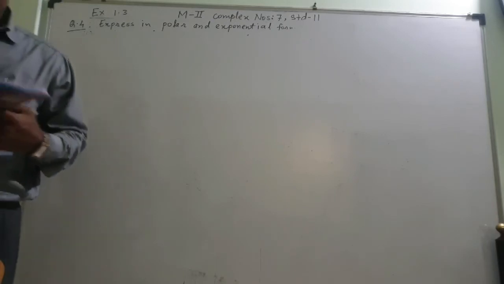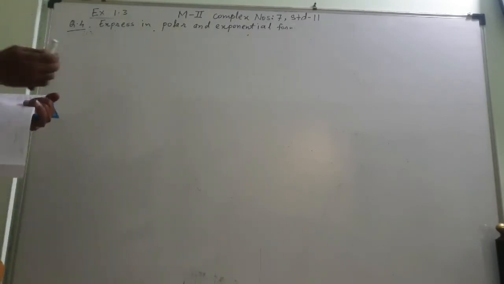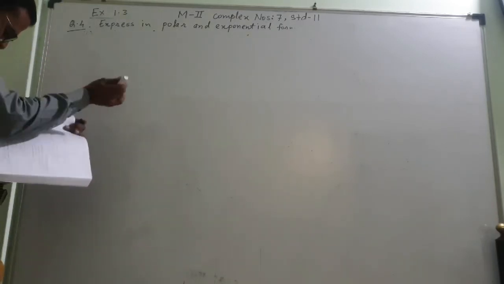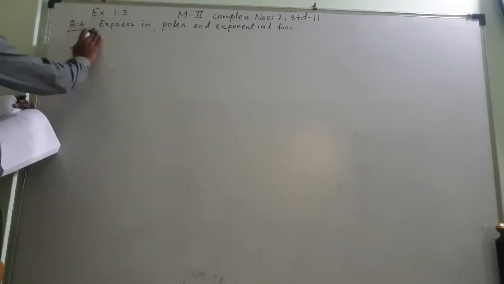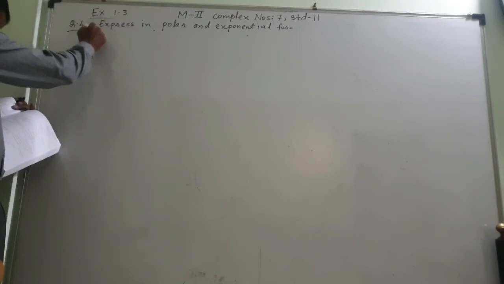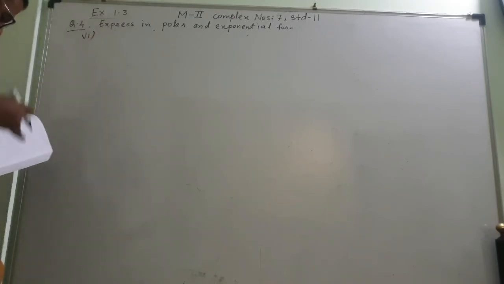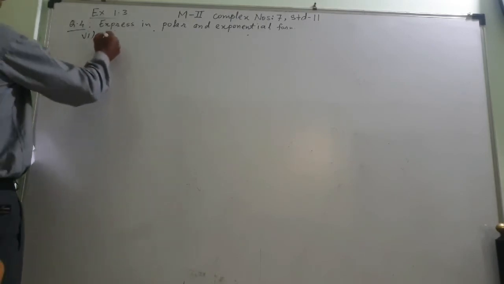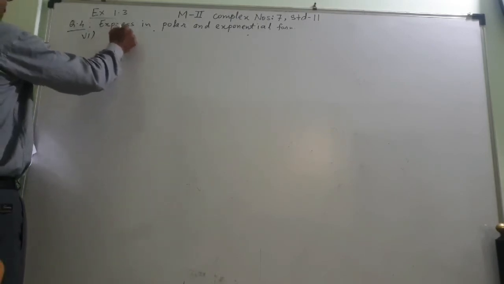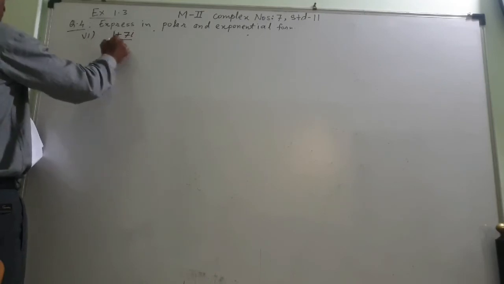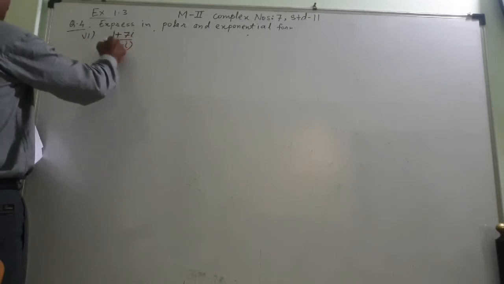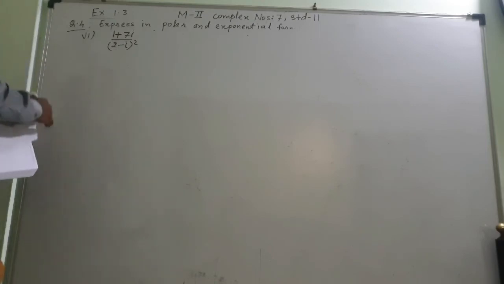So one more question I will see. The fifth one I will keep for you. The sixth one I will take. Fifth one is easy. 1 plus 7i upon 2 minus I bracket square. So this question we will do.